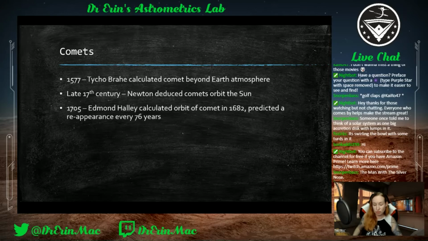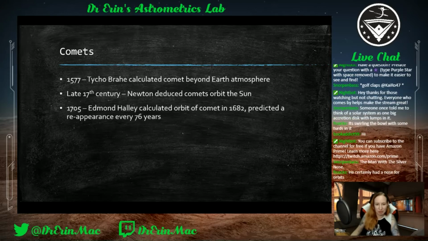I mean, the dude was really, really smart. He was just a dumpster fire of a human being, in the best way. But he was the first one to realize that comets were outside of the Earth's orbit.